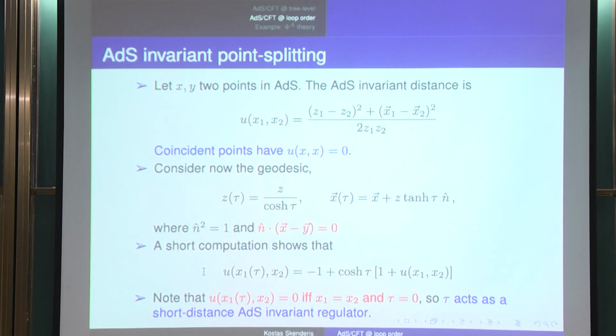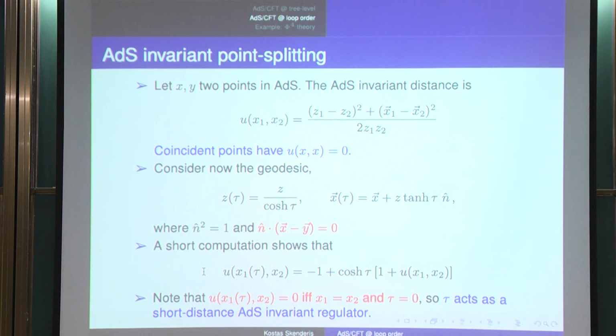And here is what it is. So let's consider 2 points in AdS, x and y. Then there is an AdS invariant distance given by that expression. So AdS invariant means that this expression here is invariant if I do an AdS isometry.